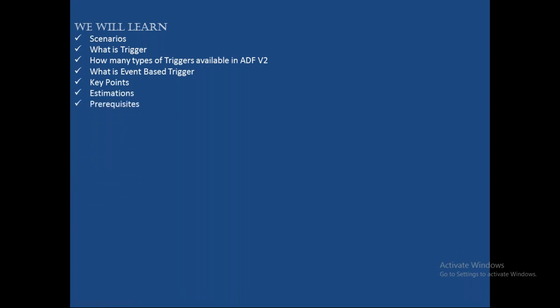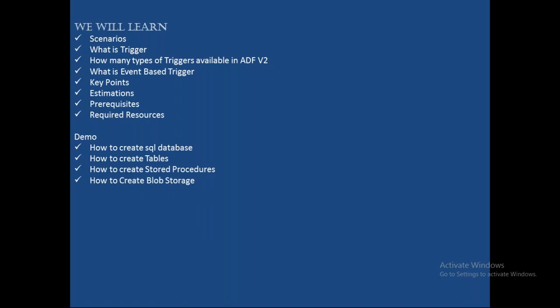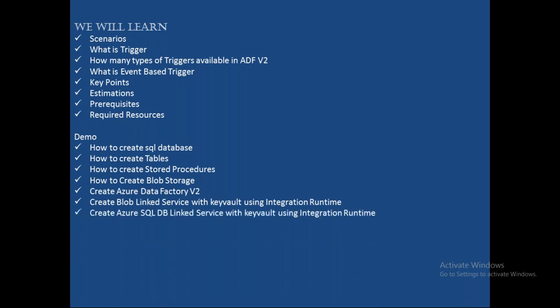Next, estimations. We are going to see estimations, prerequisites and the required resources. These things we already know. In the demo, we are going to see how to create a SQL database, create a table, and create a stored procedure. We are also going to create the blob storage and Azure Data Factory v2. As I mentioned in the earlier session, whenever I do any lab from today, I am going to use the Azure keyword, because we already covered this concept. From today onwards, we are going to use the keyword in each and every session. Next, the Azure SQL DB linked service using integration runtime. Then creating multiple datasets as per requirement, creating the pipeline, debugging the pipeline, and running the pipeline with the trigger.